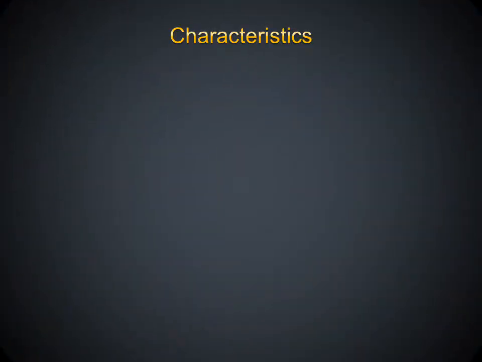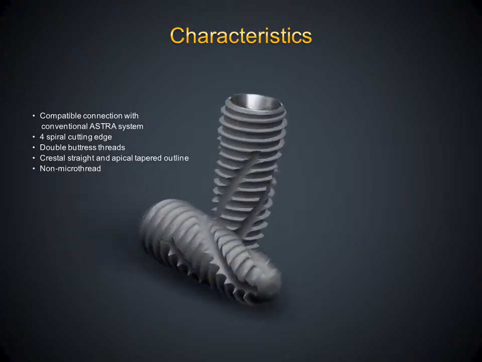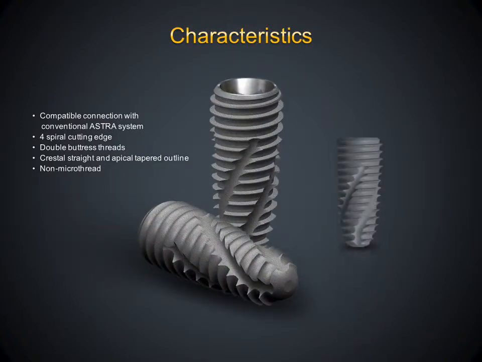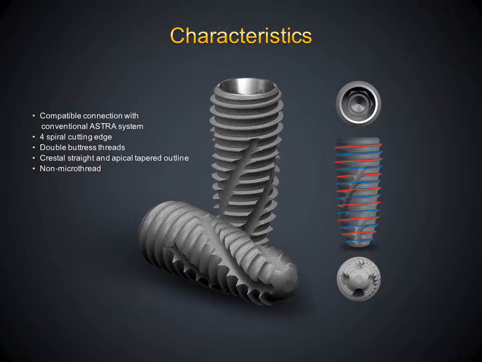The connection of INNO submerged implant is a hexagonal Morse taper connection. The implant has the 4 spider cutting edge, the double buttress threads, and the crestal straight and apical tapered outline. There are no microthreads in the crestal portion.